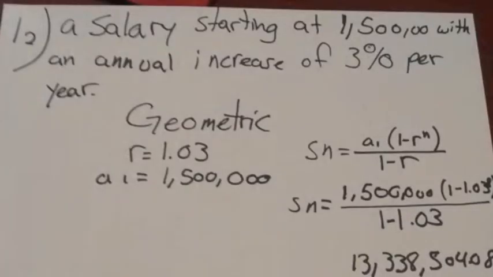For the second salary, starting at 1,500,000 with an annual increase of 3% per year. To solve this, we use the geometric formula, which is S_n equals a_1 times 1 minus r^n divided by 1 minus r. So our r we figured out was 1.03 and our a_1 was 1,500,000. After setting up the equation, it was S_n equals 1,500,000 times 1 minus 1.03^n divided by 1 minus 1.03. After adding that all up, it equaled 13,338,504.08.